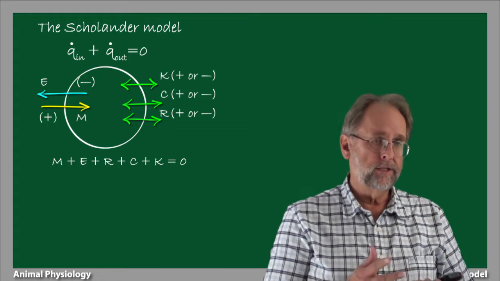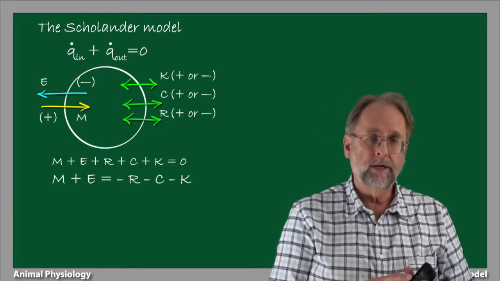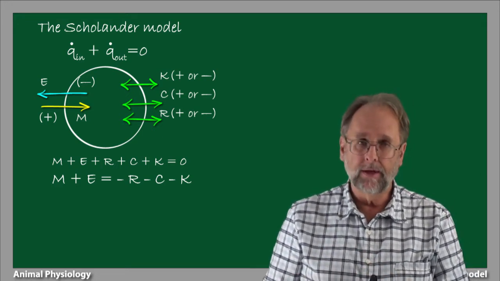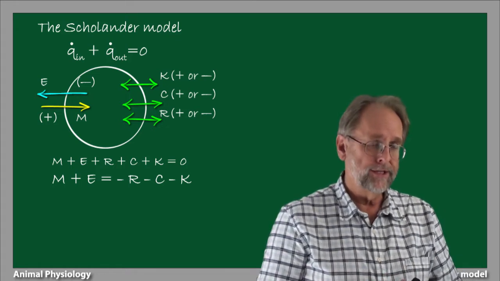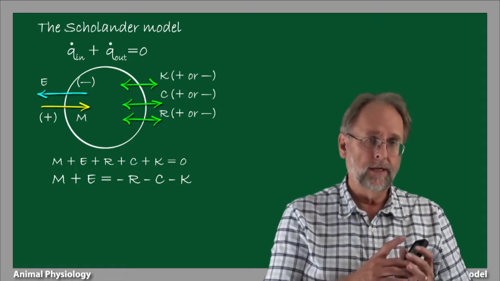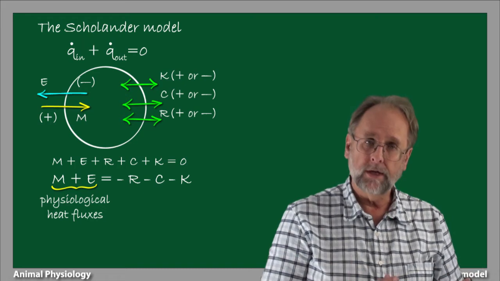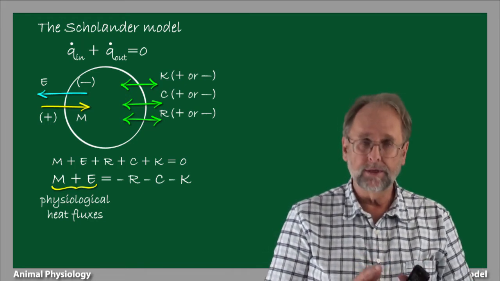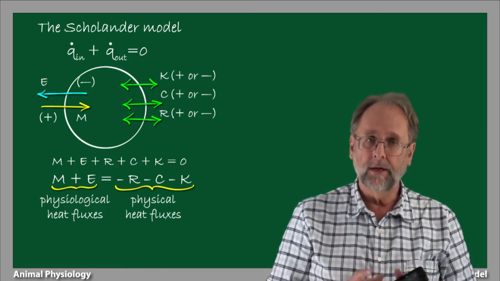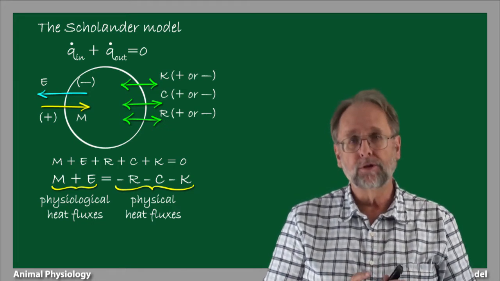Okay, let's rearrange this equation a little bit. We'll isolate metabolism and evaporation on one side, and radiation, convection, and conduction on the other, and we'll get an equation that looks like this. Now, this is important because it has enabled us to isolate the so-called physiological heat fluxes on one side of the equation, namely metabolism and evaporation, and the so-called physical heat fluxes on the other. This energy balance equation is the foundation of the Scholander model.